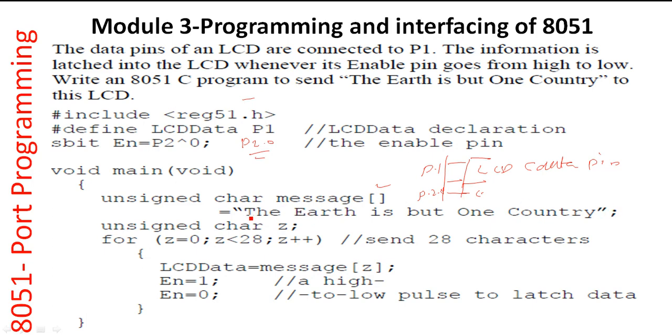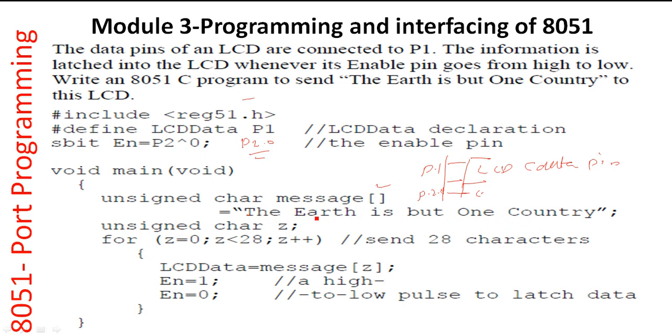These characters will be stored as ASCII characters. Inside our microcontroller, continuous memory locations will be loaded with the ASCII characters. For example, from 30 onwards, 30 will have the ASCII character of T, then 31 will have the ASCII character of H, then 32 will have the ASCII character of E, 33 will have the ASCII character of space, and so on. Continuous memory locations will be loaded with the corresponding ASCII characters of each of these letters in order.